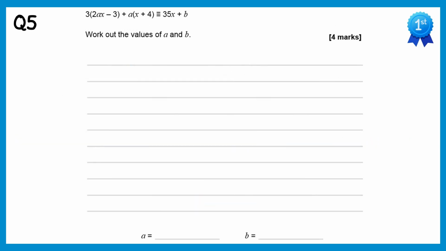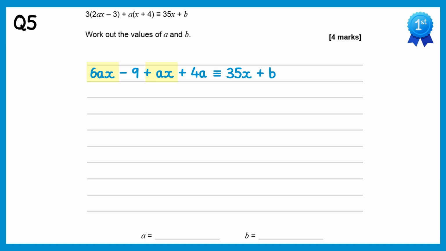For this question we can expand the brackets first, so the first bracket would give you 6ax take away 9, and the second bracket would be plus ax plus 4a. This is identically equal to 35x plus b. We can simplify a little bit on the left hand side.